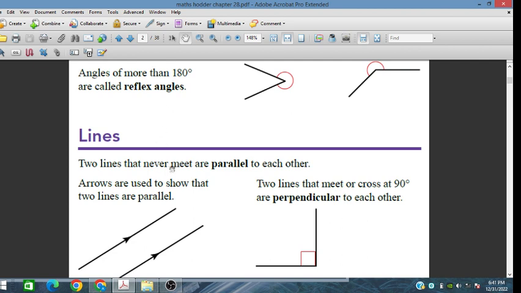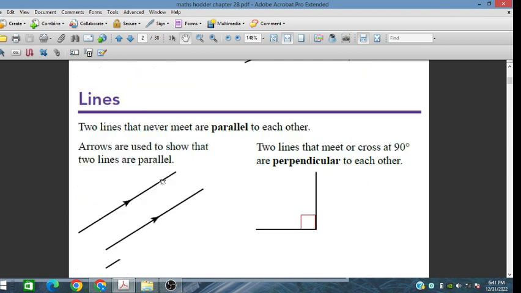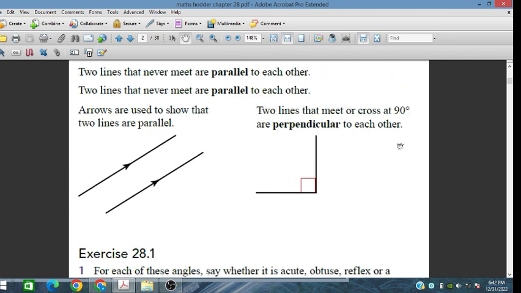The lines that never meet are parallel to each other. So these are two parallel lines which will never meet at any point. These two lines are intersecting each other, so these are called perpendicular lines.